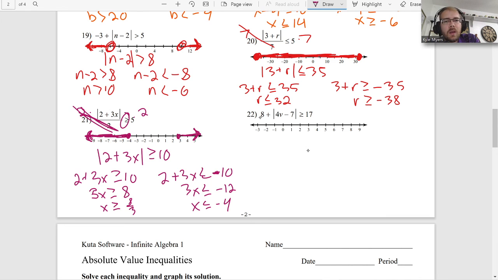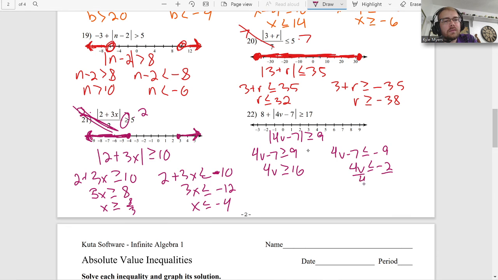So, subtract 8 on both sides. So 8 from 17 is 9. Then we split it up. Keep the first version the same. The second version is keep, change, flip. Then we want to add 7 to both sides. Add 7 to both sides. Divide by 4. V is less than or equal to -1/2.